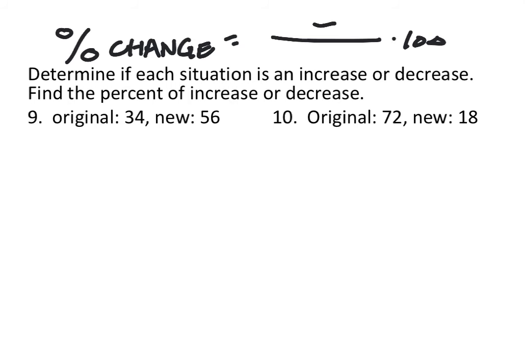It doesn't really matter. For the numerator, we're looking for the big number. It doesn't matter which one's the original or the new. We're just looking for the big number. And we're going to subtract the small number. Whichever of the two is biggest or smallest, we're going to put into this formula. And then we'll divide it by whatever the original value is. Original. I think I spelled that right. Original.